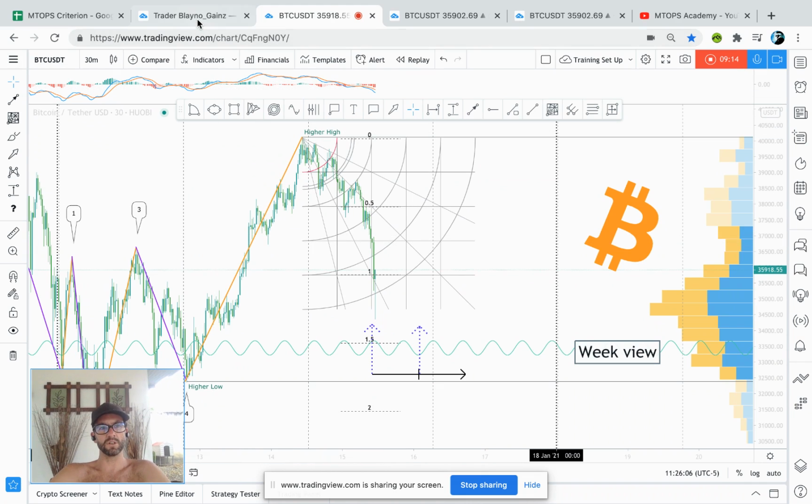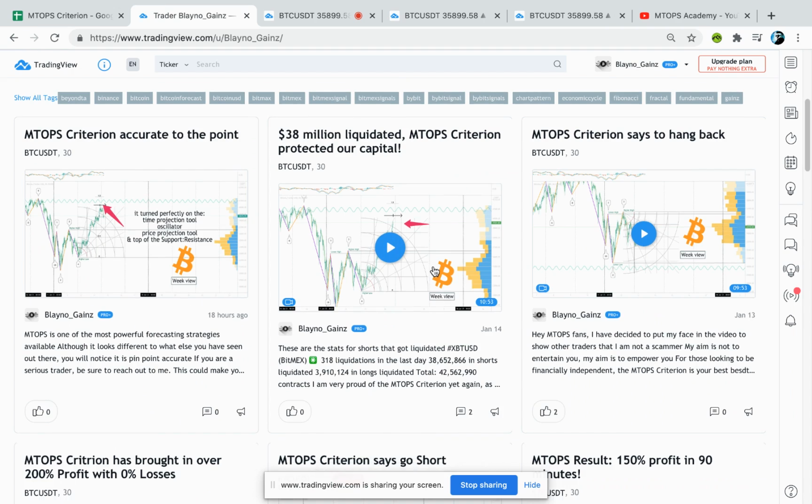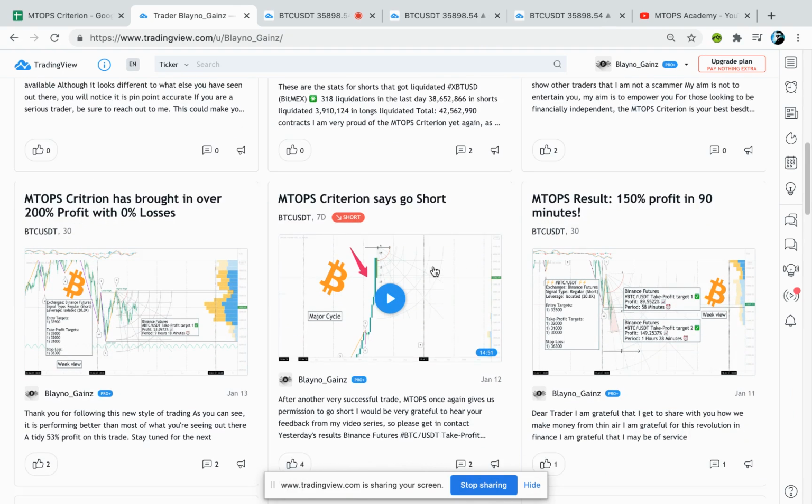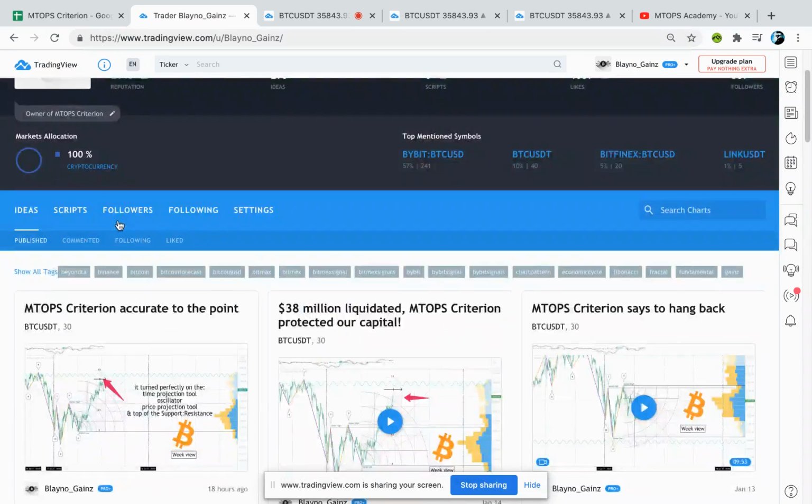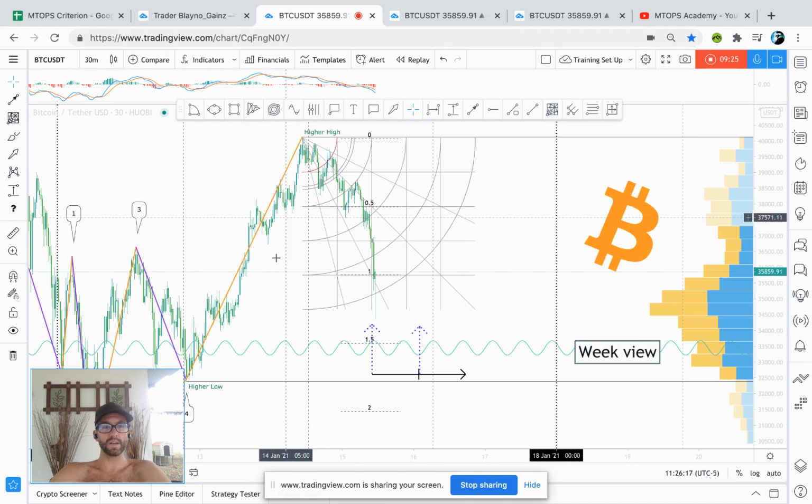Again, if you want to go to my page just to ensure that I'm not leading you astray, we're hitting over 200% profit with 0% losses so far. And although we have to practice our patience and not get into every single trade that happens, we are protecting our accounts first and foremost. And then from there, we're going to grow it when the time and climate is right.